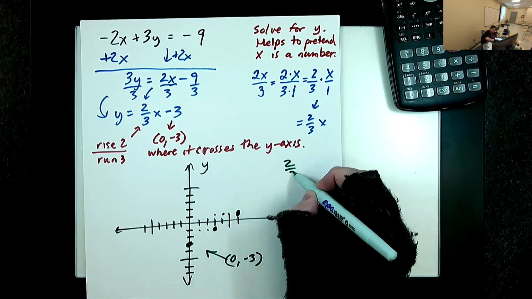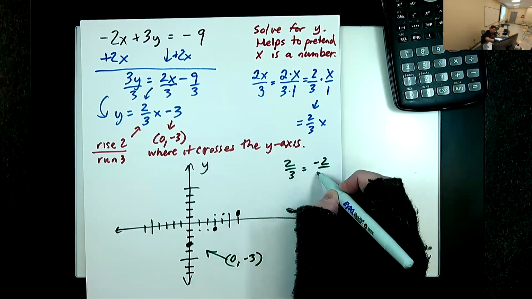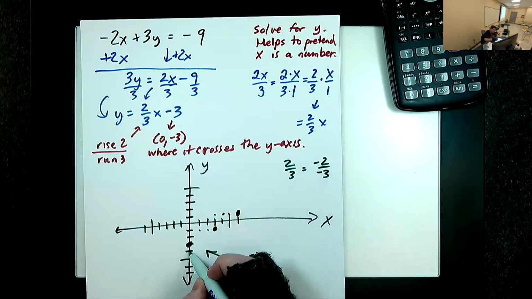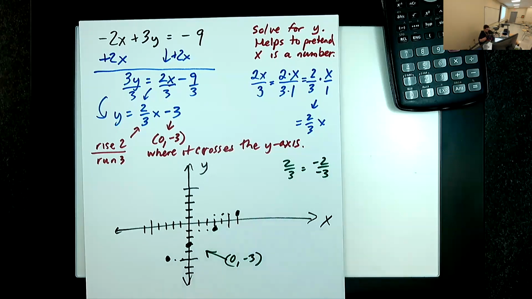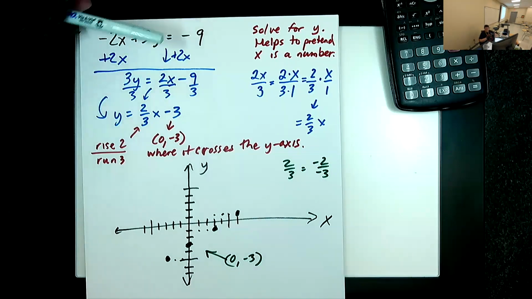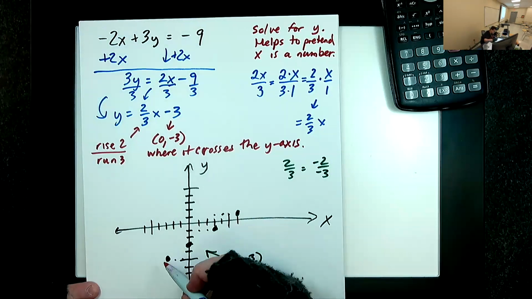And 2 over 3 is like doing negative 2 over negative 3 if I want to go the other direction. I go down 2 and left 3. And we can see I can connect my dots and make a line.